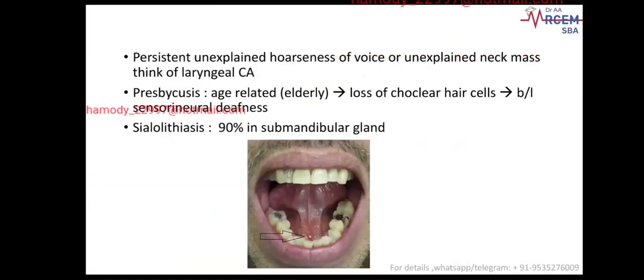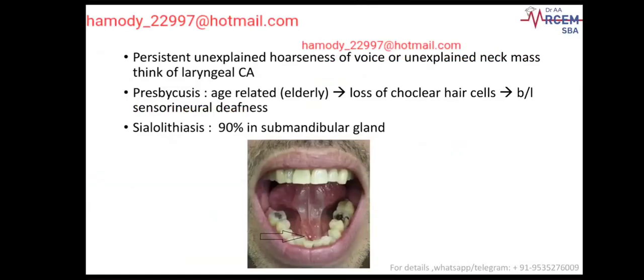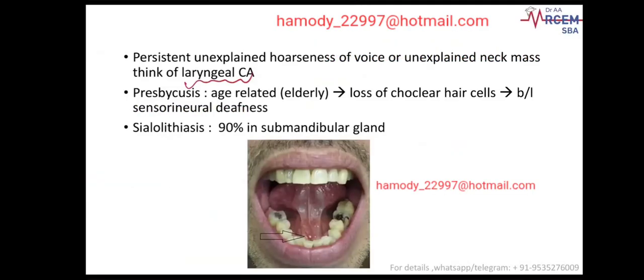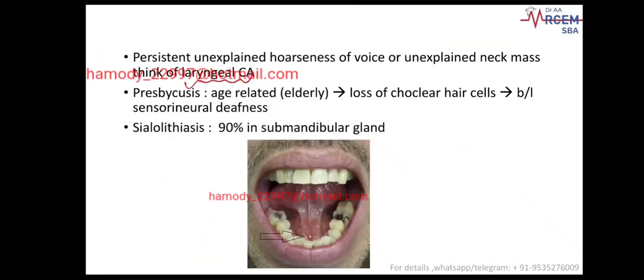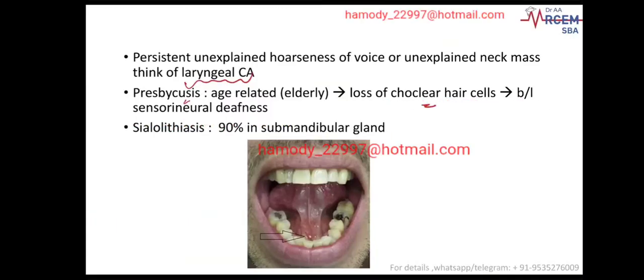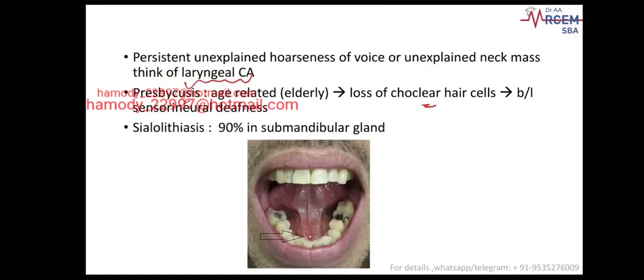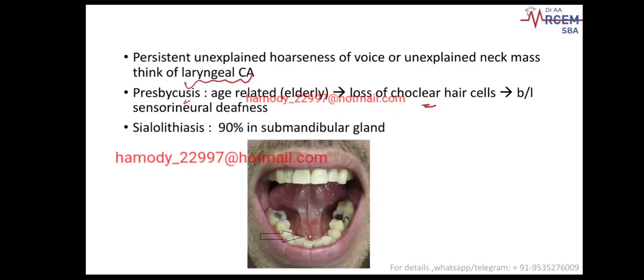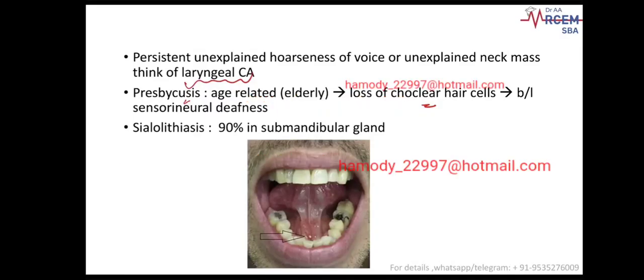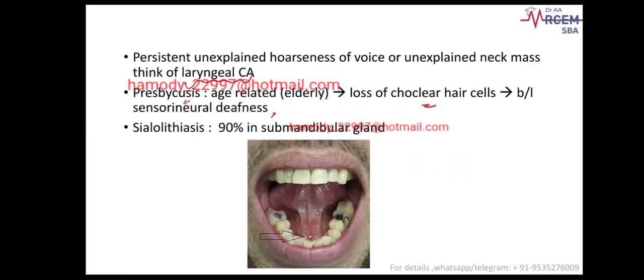Persistent unexplained hoarseness of voice or unexplained neck mass, think of laryngeal CA. Whenever this scenario is given, think of laryngeal CA. Presbycusis is nothing but when you get older and older, the inner ear has certain hair-like structures known as cochlear hair cells. There will be loss as you grow older and older. It can result in bilateral sensory neural deafness.